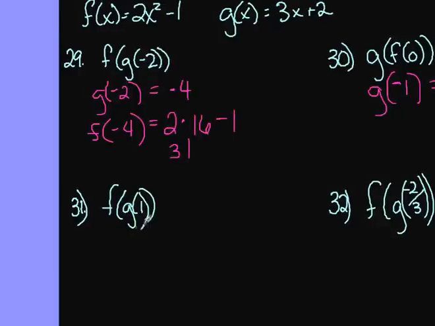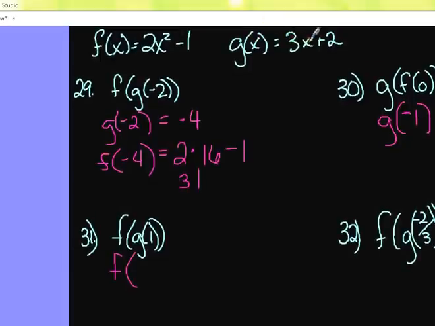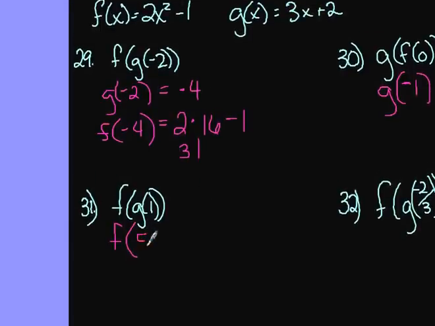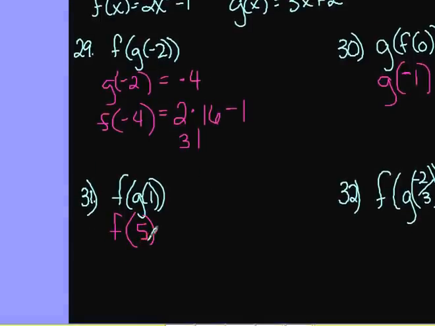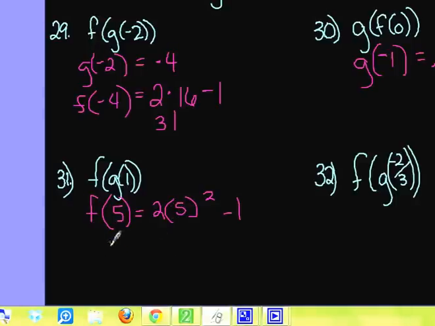Now number 31, this time we're going to go to the g function and put in a 1. When we plug a 1 into the 3 times 1 plus 2, we get a 5. And now we're going to take that 5 and put it into the f function, which is 2 times 5 squared minus 1. And that's going to be 25 times 2, that's 50, and 50 minus 1 is 49.